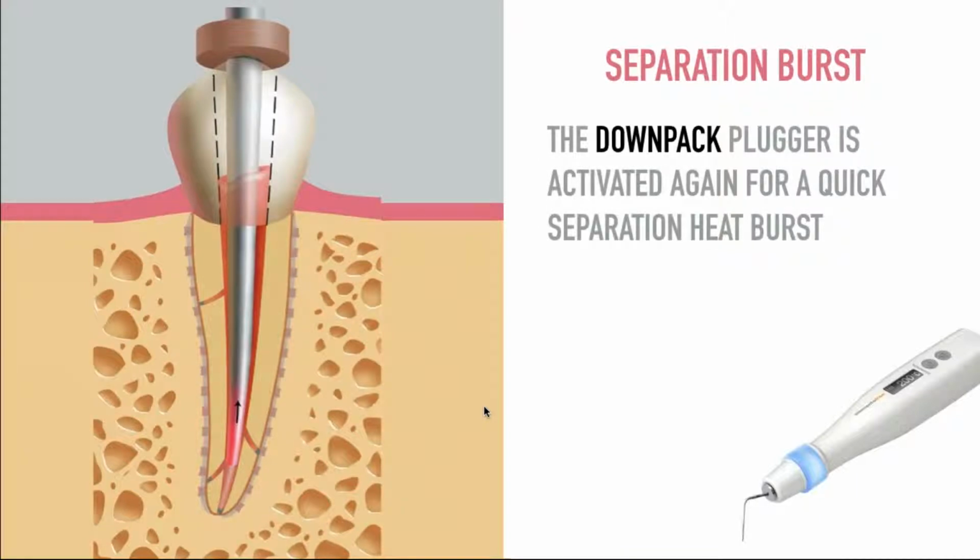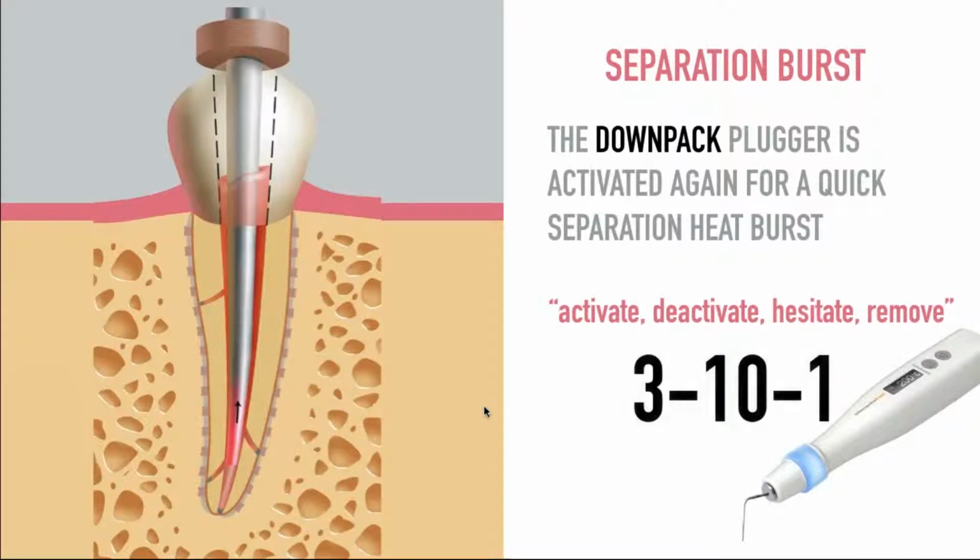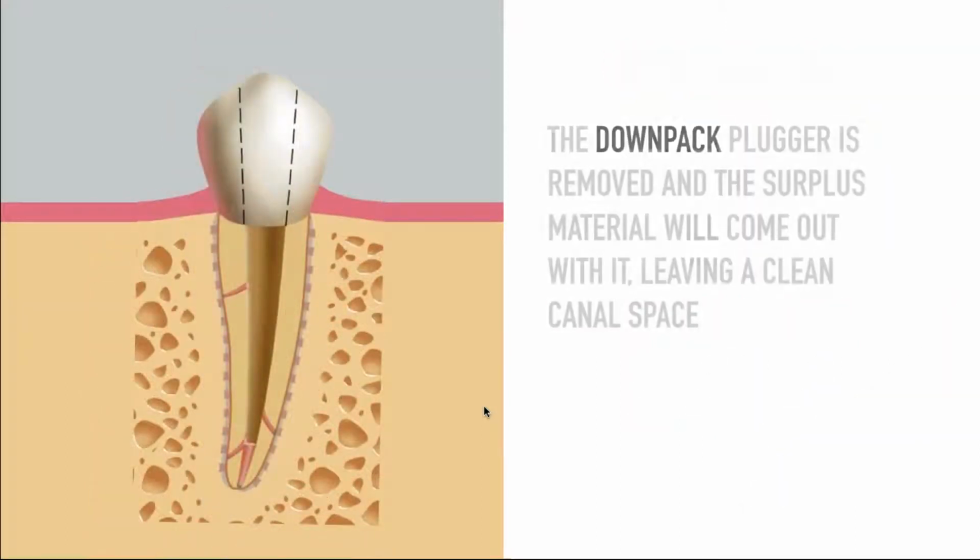Separation burst will allow us to remove the coronal gutta percha from the apical plug. So we activate, deactivate the downpack plugger. We hesitate for a moment as the gutta percha will adhere to the cooling plugger, and then we remove it. We use the mnemonic 3-10-1. 3 seconds for the downpack, 10 seconds for the sustained pressure to prevent cooling shrinkage, and then 1 second for the separation burst. Activate, deactivate, hesitate, remove.